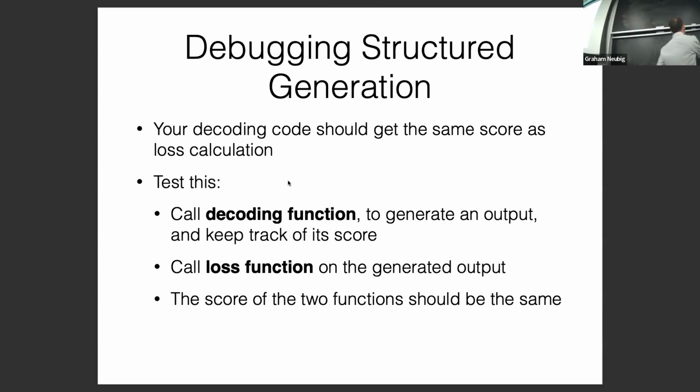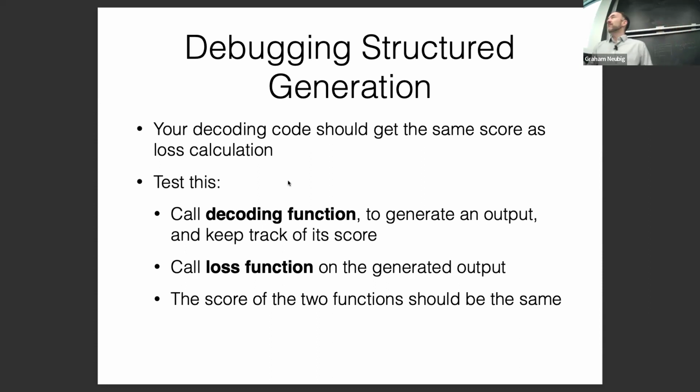You do your generate, and that gives you an output and score. And then you do loss on the output. And that gives you score 2. And then you just compare these two things together.